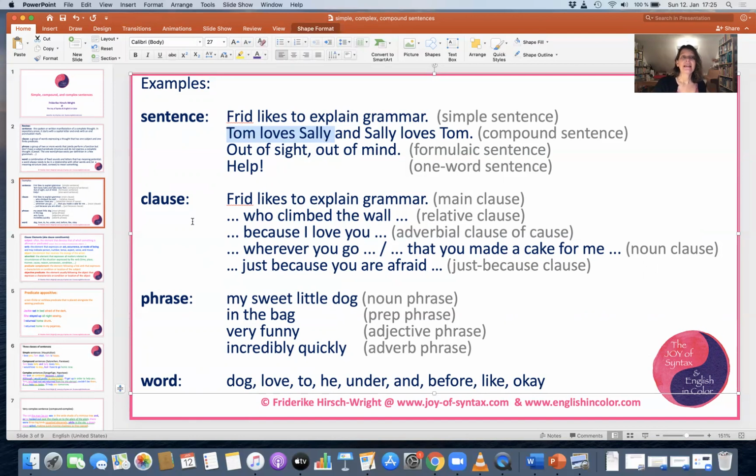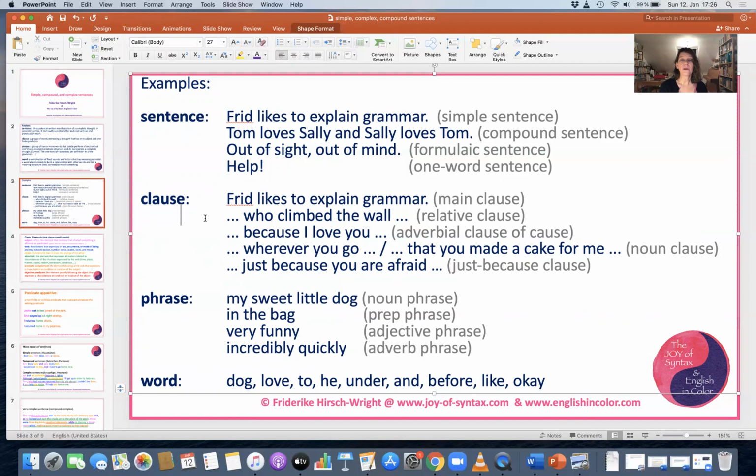So here we have examples of clauses. Frid likes to explain grammar. This is a main clause, and it is also a sentence. So we can look at the same structure and view it from different perspectives. It is a clause, it's a main clause, and it happens to also be a sentence.